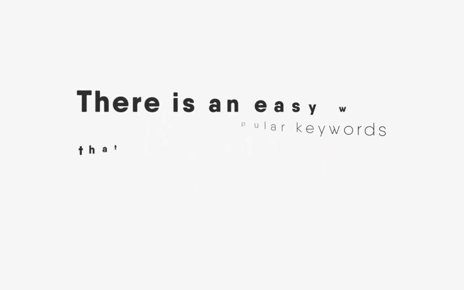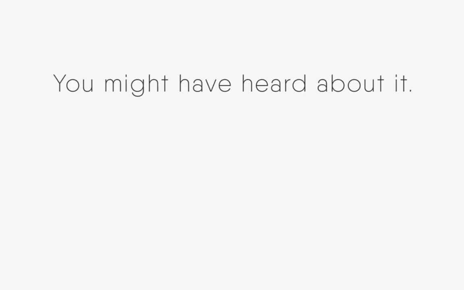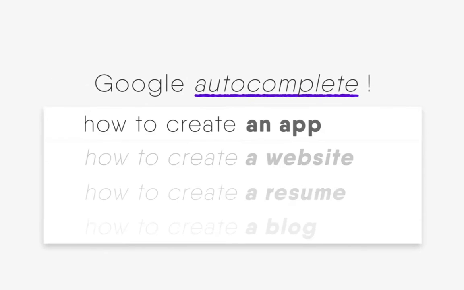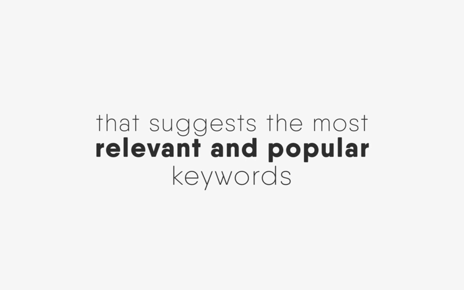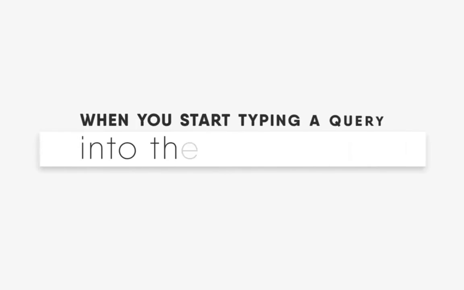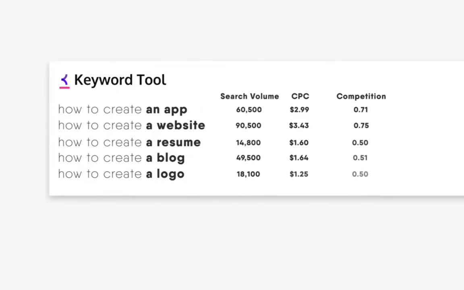But there is an easy way to find many popular keywords that your competitors might not even know about. You might have heard about it. It's Google Autocomplete. Google uses a sophisticated algorithm that suggests the most relevant and popular keywords when you start typing a query into the search box. And Keyword Tool helps you to get these great keyword suggestions from Google Autocomplete fast and easy.